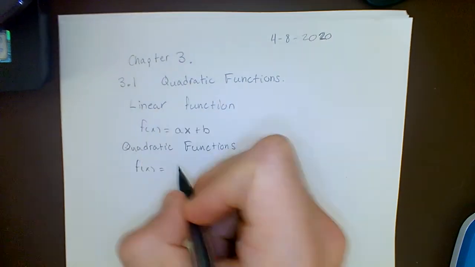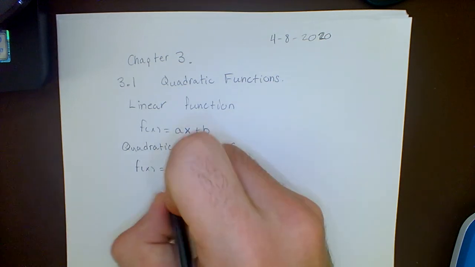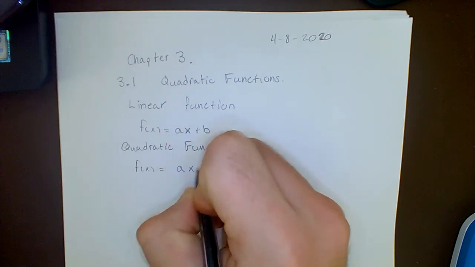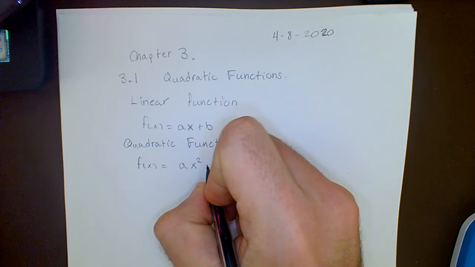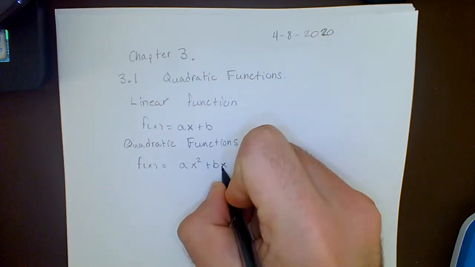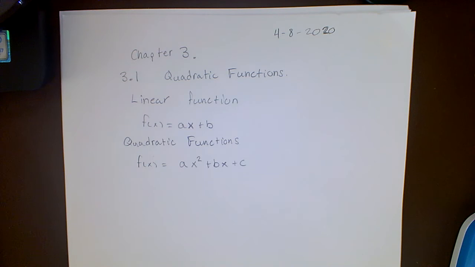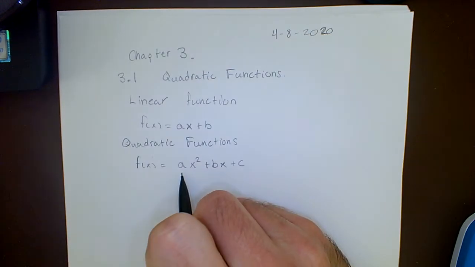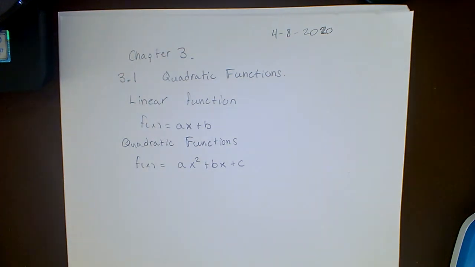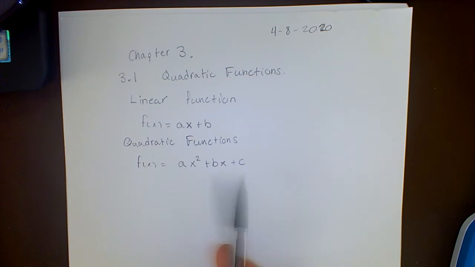And you may have guessed it, we can write an arbitrary quadratic function in the form ax squared plus bx plus c. So a, b, and c can be any real number. And for it to be quadratic, you want this coefficient a to not be 0.